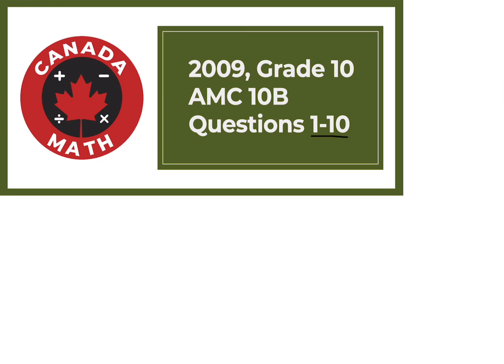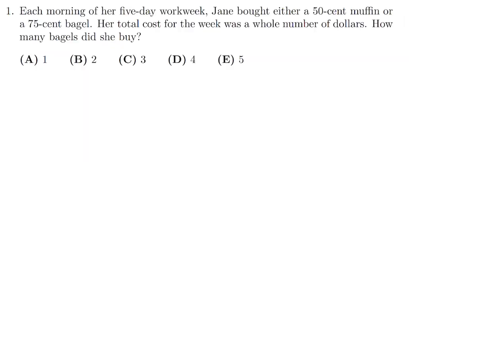Questions 1 through 10 on the 2009 grade 10 AMC 10B. Each morning of her 5-day work week, Jane bought either a 50-cent muffin or a 75-cent bagel. Her total cost for the week was a whole number of dollars. How many bagels did she buy?